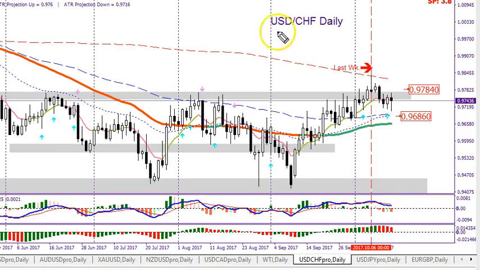Here we have the USD against the Swiss franc.